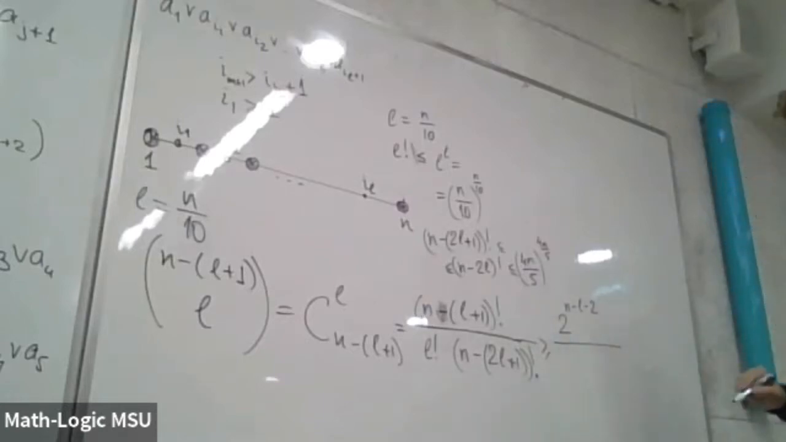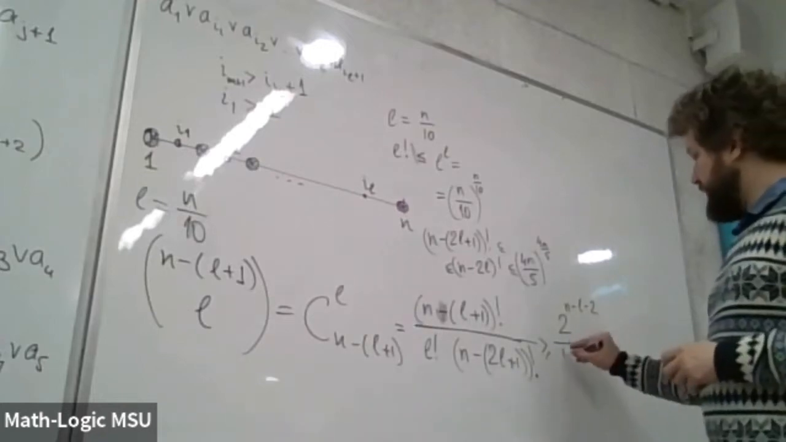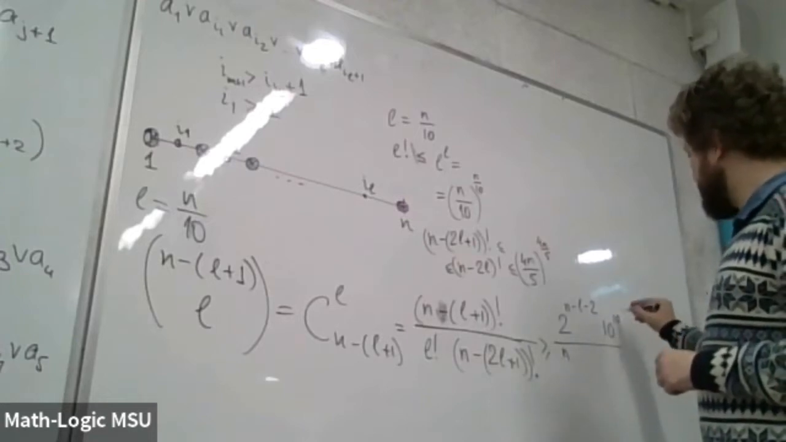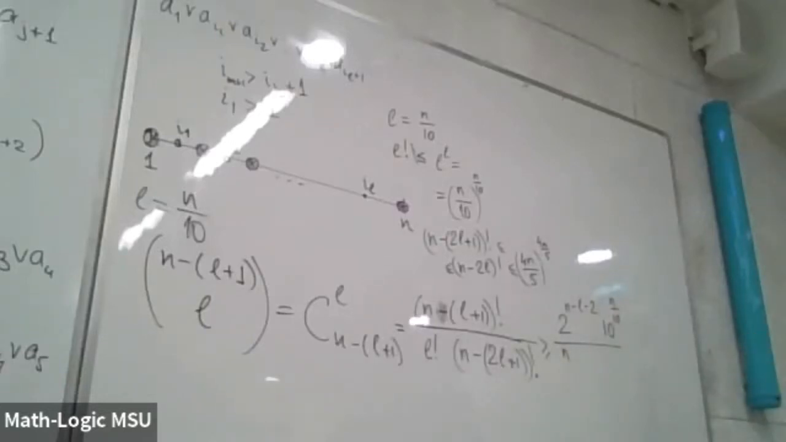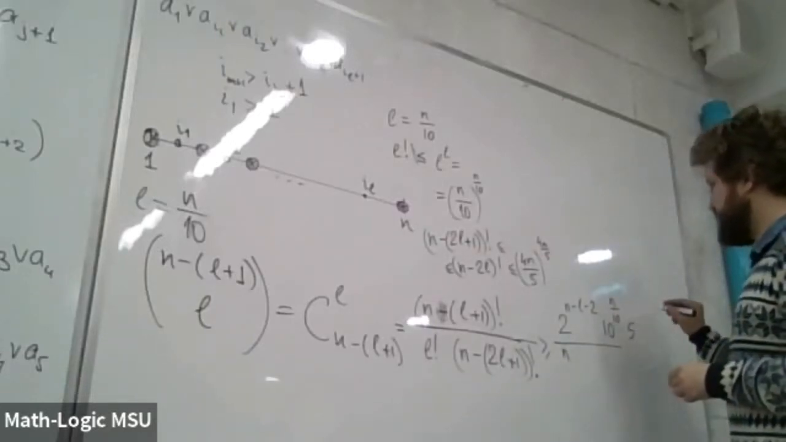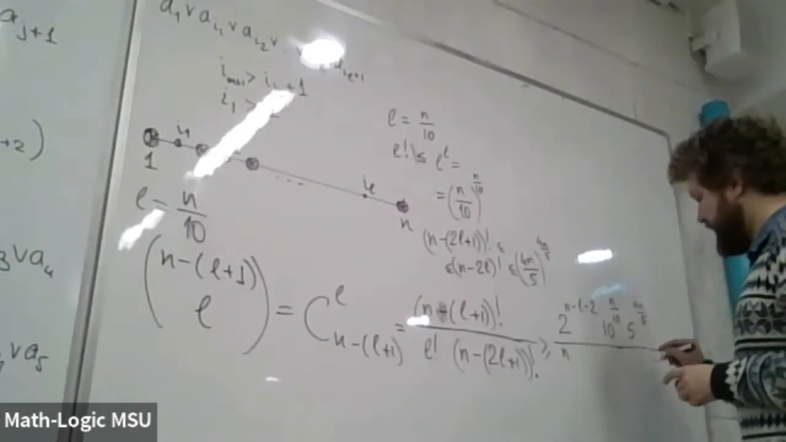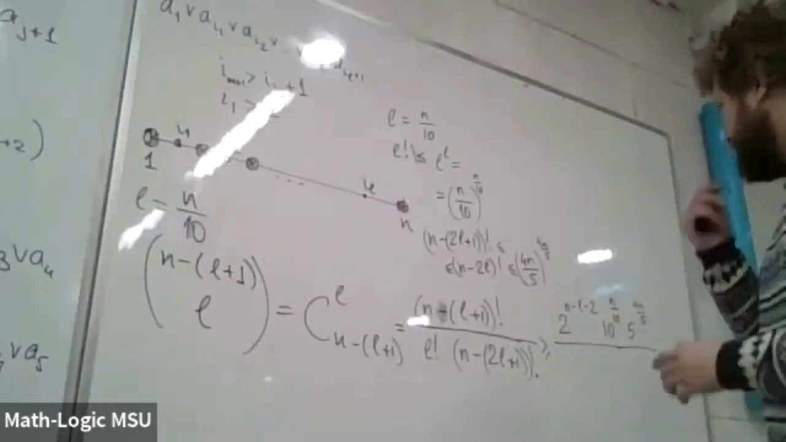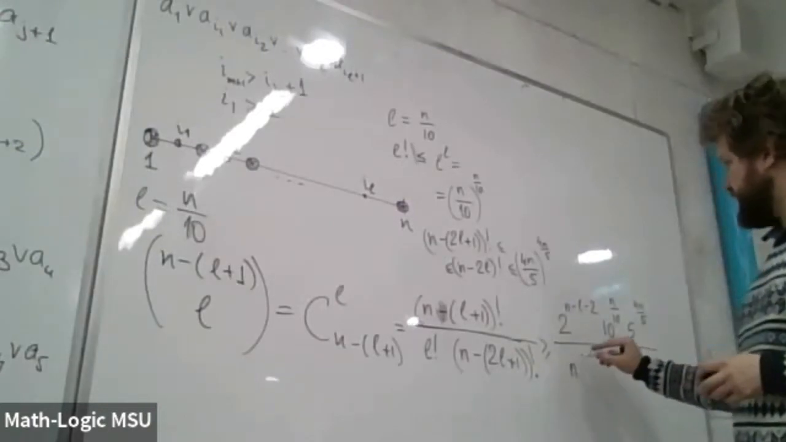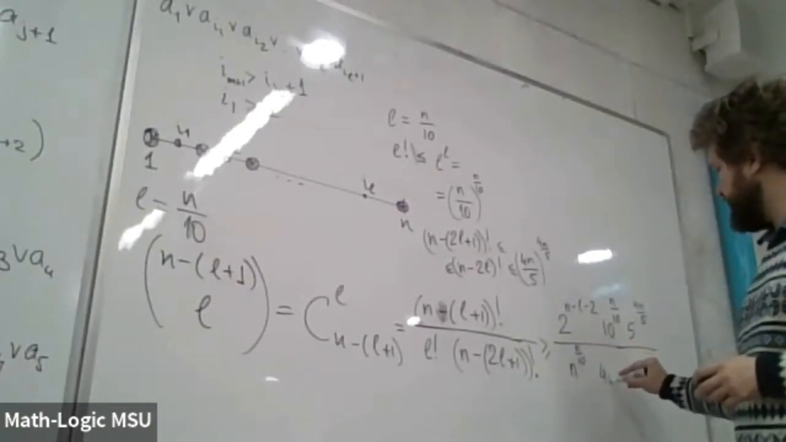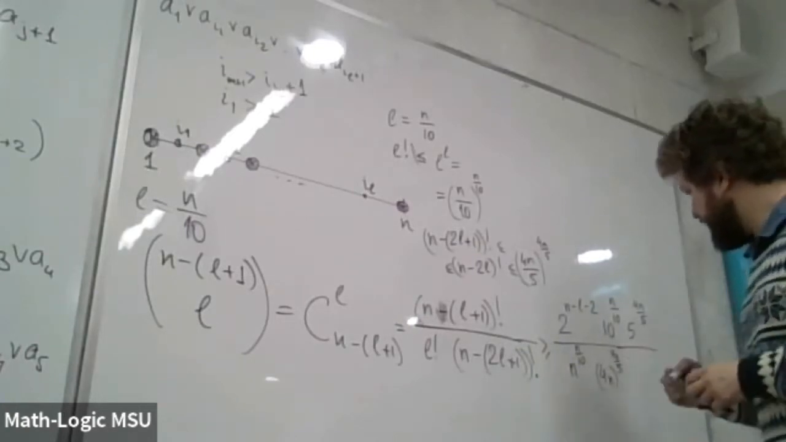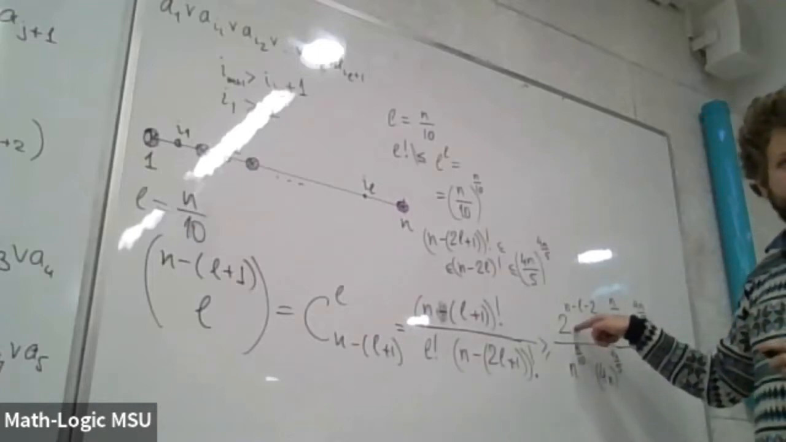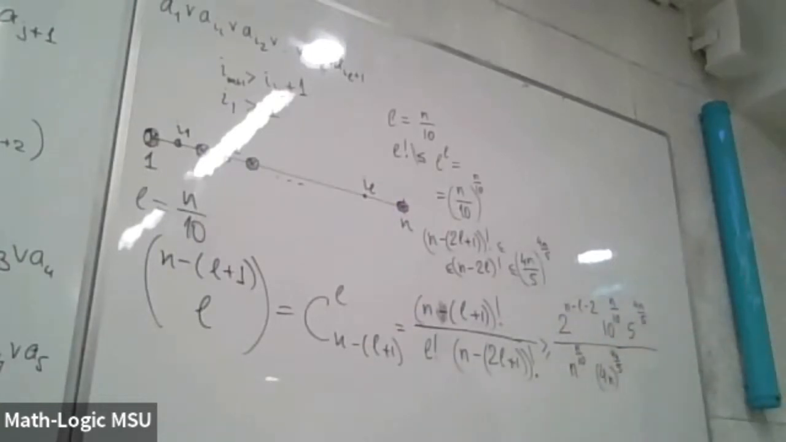It should be divided by n, so multiplied by 10 to the power of n divided by 10, multiplied by 5 to the power of 4n divided by 5. And here you will have these beasts. Unfortunately, I think it will fail, because this will be n to the power of n divided by 10 and 4n to the power of 4n divided by 5. And unfortunately, I think this guy grows faster than this one. So this is not that good.